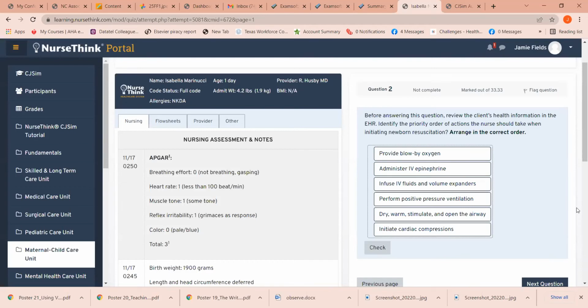Okay. Dry, warm, stimulate and open the airway. I saw somebody say CPR. Which one do we want to do? CPR, then open airway. All right. Let's do that. By CPR, you mean cardiac compressions? Airway first.